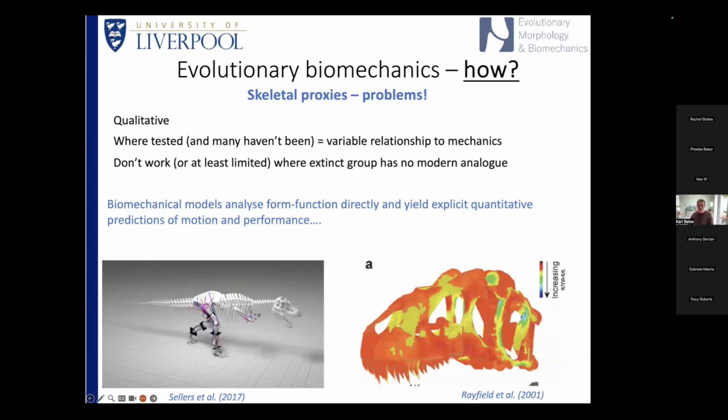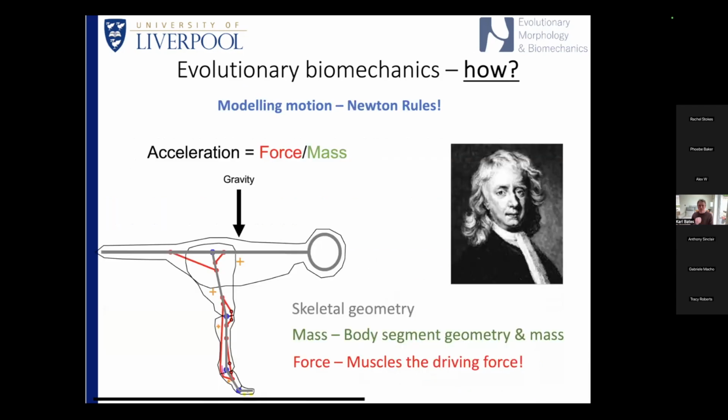Hence, in the last 2 decades, people have moved more and more towards these biomechanical approaches where we actually use engineering software to simulate what these animals could or couldn't do because they're more quantitative. The limitation, of course, is that these techniques require information that is not preserved in the fossils. They require soft tissue information. Hence the question, how accurate can these reconstructions be? And that's what I want to explore today.